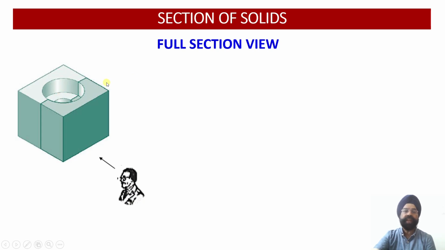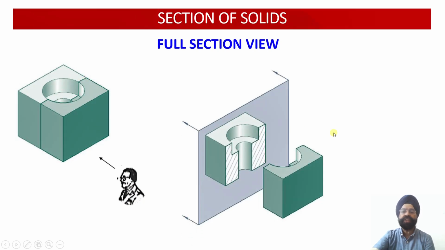So in order to have a better feel about the internal detail, what I have done is just cut this object into two halves. That is why we call it full section view. That is, the total component will be sectioned into two halves. Using a single cutting plane, I am going to obtain the internal details. Let us see how those details will look.